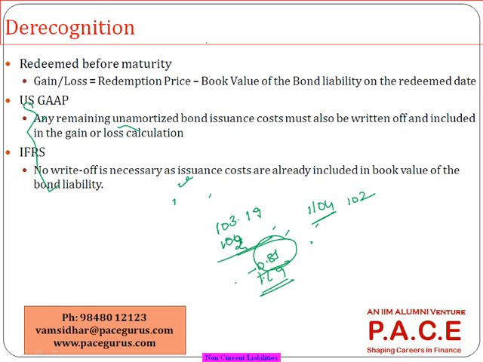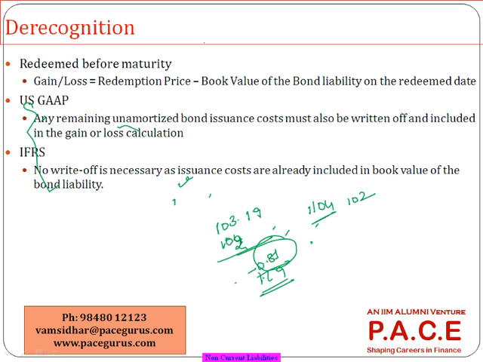What US GAAP says is that this flotation cost you can amortize over the period of the bond. Though you are incurring, let's say, $1,000 at the time of issuing of the bond, US GAAP says probably you put 200 for the next 5 years. Whereas IFRS is simply saying don't treat them separately: bond costs and bond issuance costs. See, in case of US GAAP, the bond cost and bond issuance cost both are treated separately.